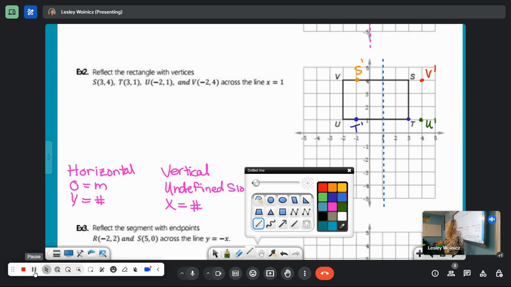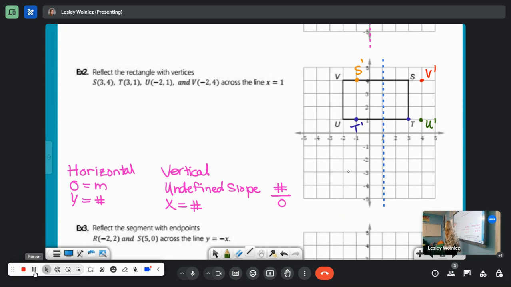Okay, go ahead and connect your vertices. Oops.